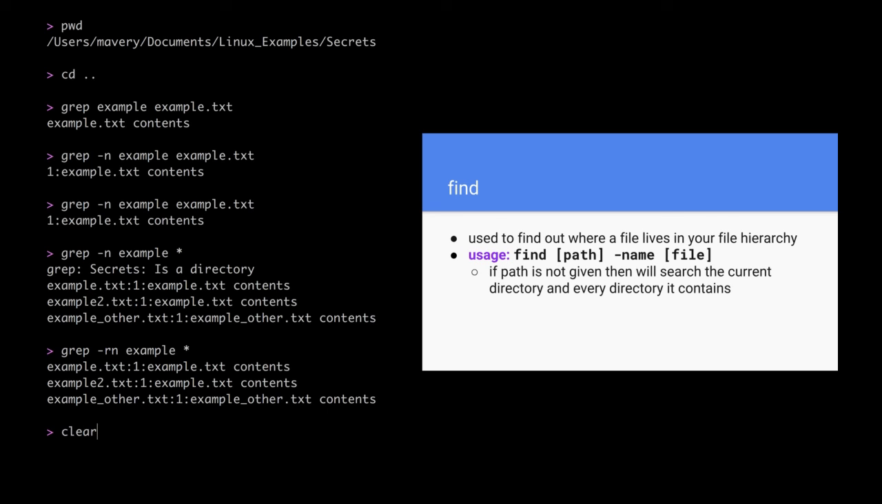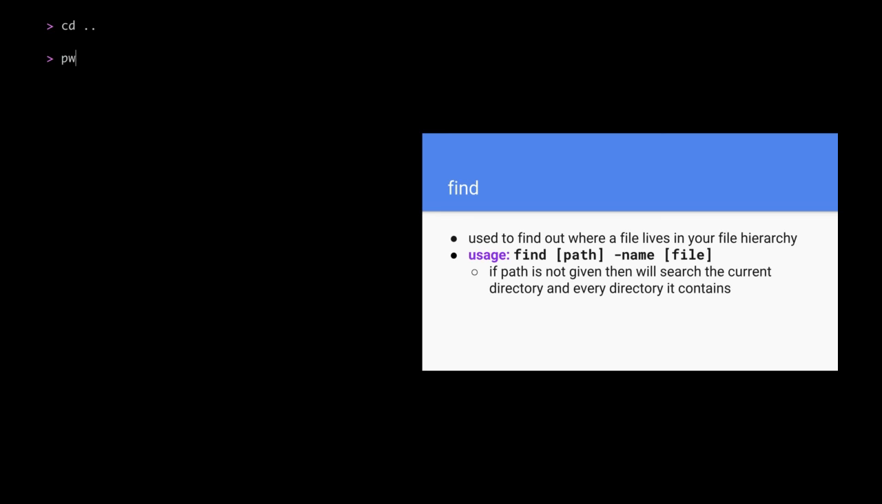Okay, so I'm going to go back up to documents. So find is a way to figure out where a file lives in your file hierarchy, and it's used like find path -name file. Path here is optional, and if you don't give it, it'll just search from the current directory down. So if I do find -name example.txt, this is a path to example, so I know where it is in my file structure.